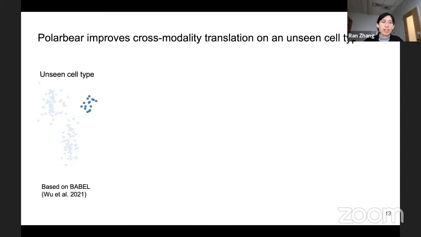Then we test in the other scenario, where we hold out an entire cell cluster from the training and make predictions on this cell type, whose co-assay data is not used in the training process. This is to see if Polar Bear can generalize to cases where we predict on a new cell type that is not seen before. We define this unseen cell type using the same way Babel did, so that we could make a fair comparison with them.